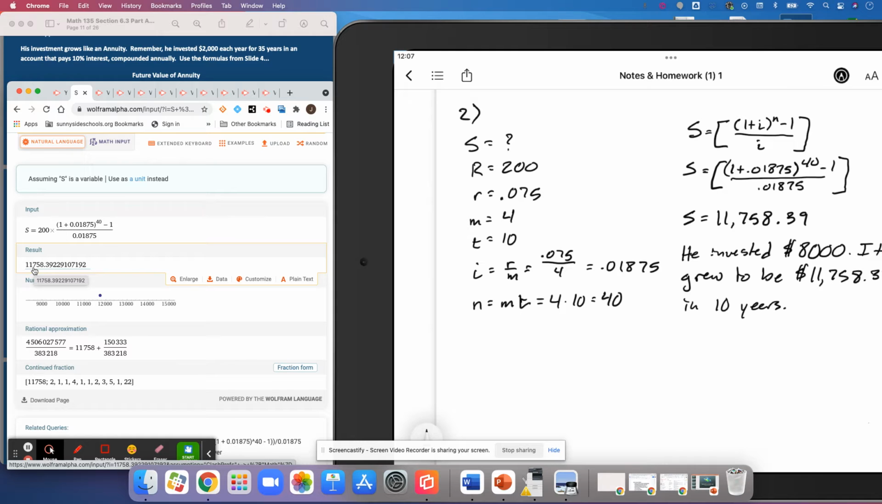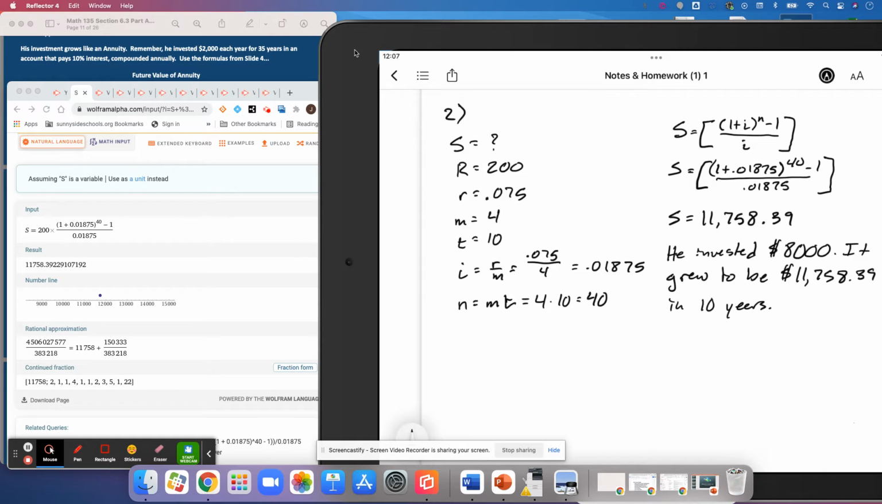And so that's the sort of explanation for these that I'm looking for in the answers, everyone. We should be thinking through these pretty deeply, because they are actually very valuable problems. And so an answer like 11,758.39 means nothing. A statement like this is pretty powerful. So we can even add to this further to say he gained $3,758.39 for doing nothing in that 10 years.